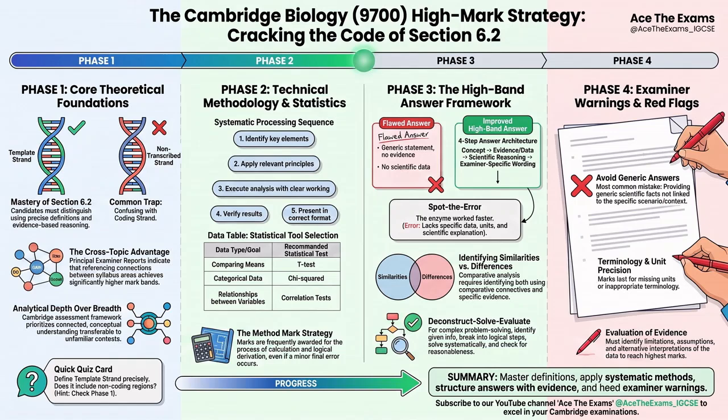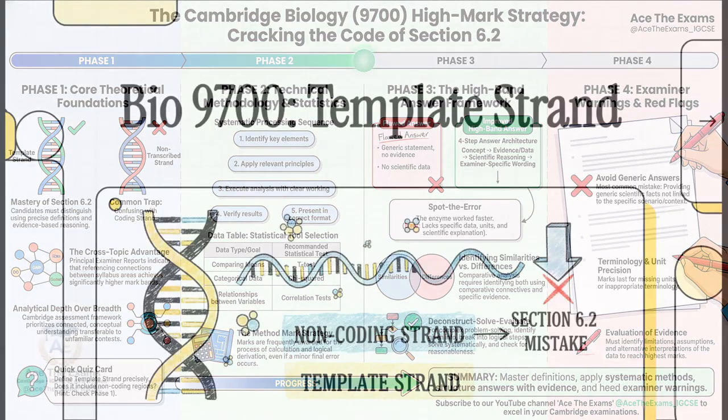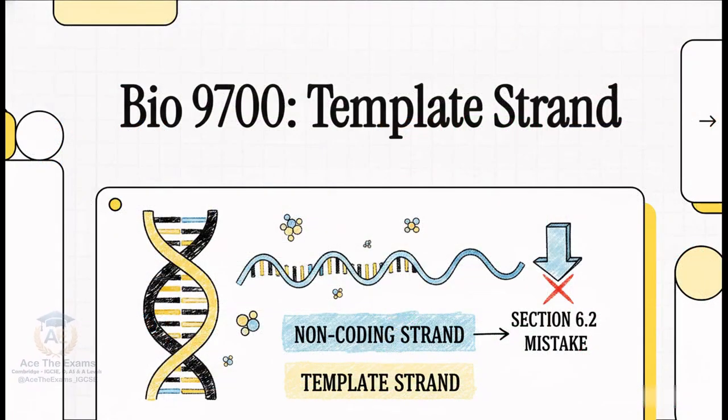All right, let's jump right into this explainer. Today, we're tackling Cambridge Biology 9700, specifically Section 6.2, the template strand versus the non-transcribed strand.